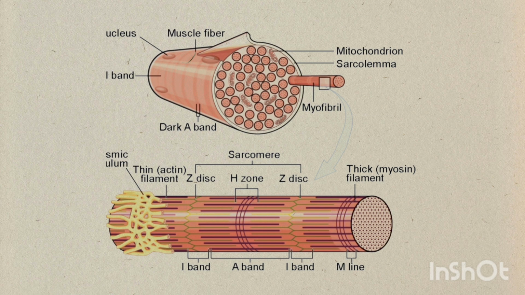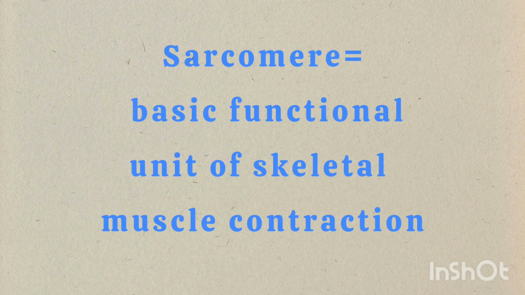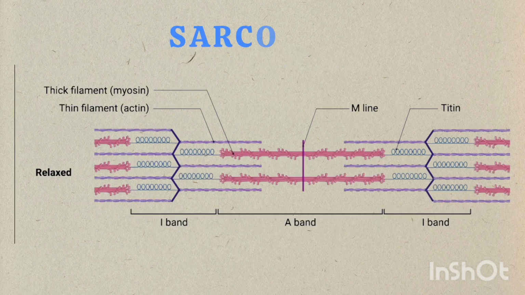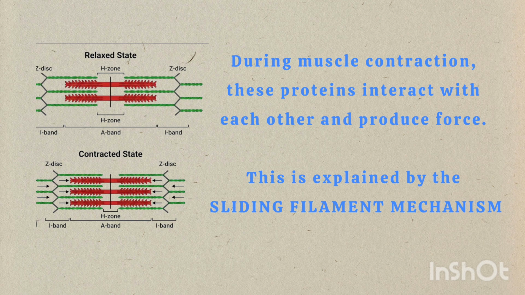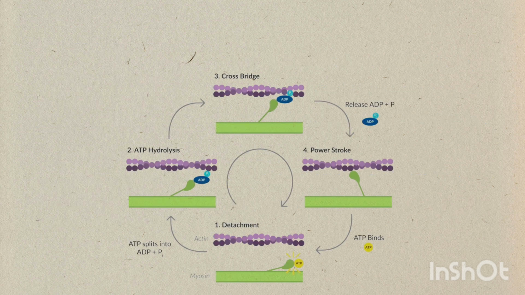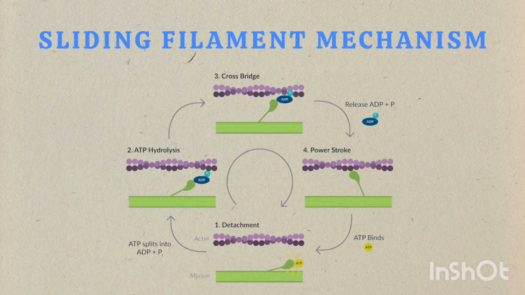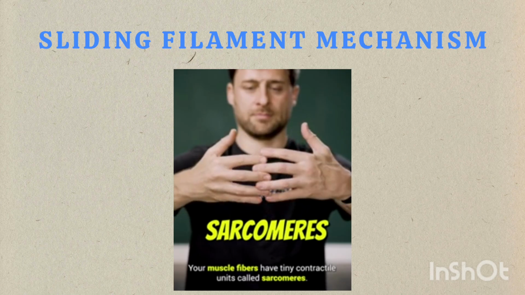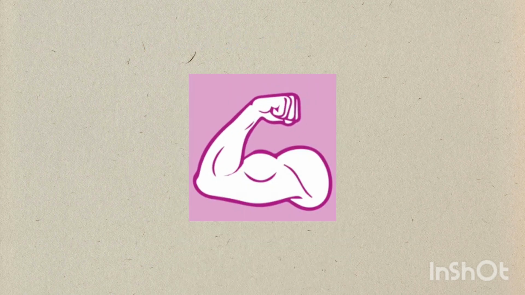Myofibrils contain repeated functional units called sarcomeres, and the sarcomere is considered the basic functional unit of skeletal muscle contraction. A sarcomere contains two important contractile proteins, actin and myosin. During muscle contraction, these proteins interact with each other and produce force. This is explained by the sliding filament mechanism. The actin and myosin filaments don't actually shorten themselves. Instead, they slide past each other, causing the sarcomere to shorten. And when millions of sarcomeres shorten together, the entire muscle can produce contraction.